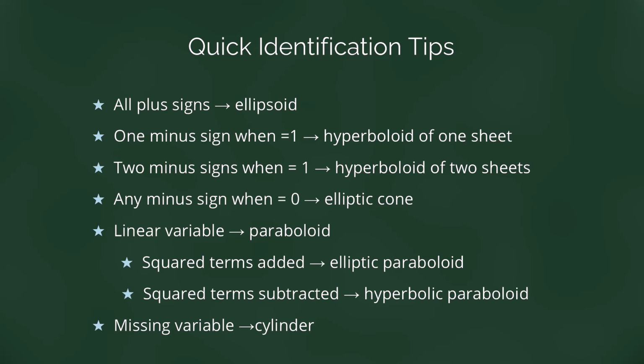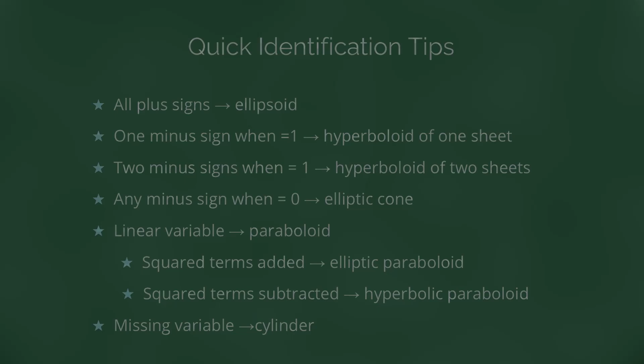If we rearrange it and instead of getting a 1 on one side, we get a 0, and the left-hand side contains any negative signs, then we've got an elliptic cone. If one of the variables is linear, in other words, there's an x or a y or a z that isn't squared in there, then we have a paraboloid. I'm not sure I'm pronouncing that right, but I'm going to roll with it. Once we know we have a paraboloid, then if the squared terms are added together, it's an elliptic one. If the squared terms are subtracted, it's a hyperbolic paraboloid. And then remember, of course, that if you're missing a variable, what you have is a cylinder.